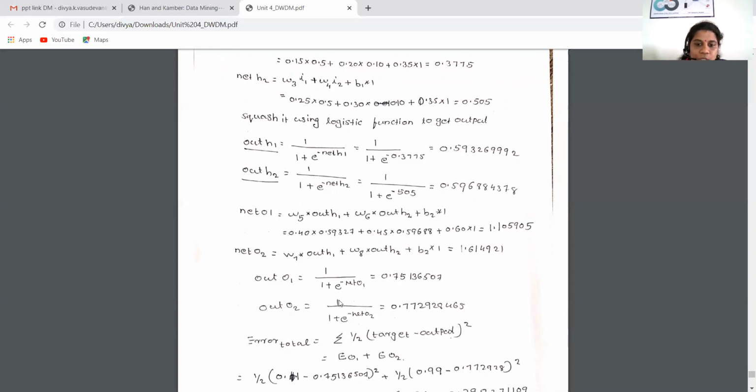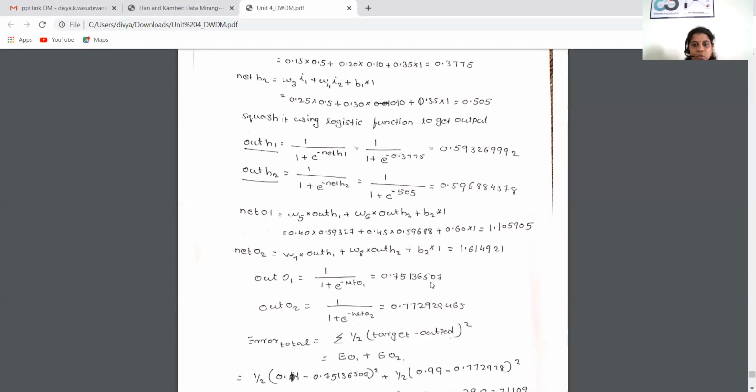Similarly, calculate out O2 also. So out O2 is equal to 1 divided by 1 plus e to the power minus net O2. Minus net O2 is 0.59688. Substitute that value. You will get out O2 as 0.77296. Right? So this is the calculated value of O1 and O2.